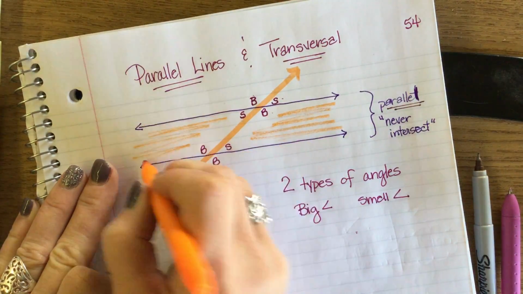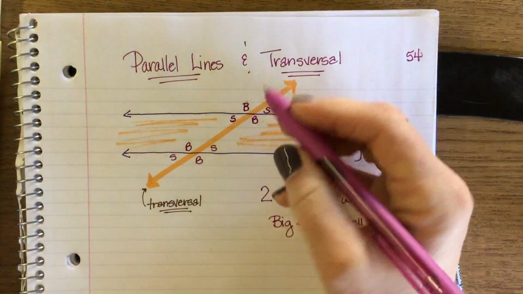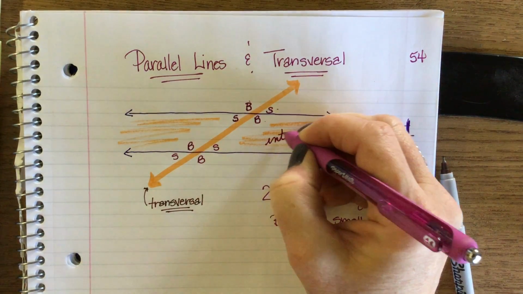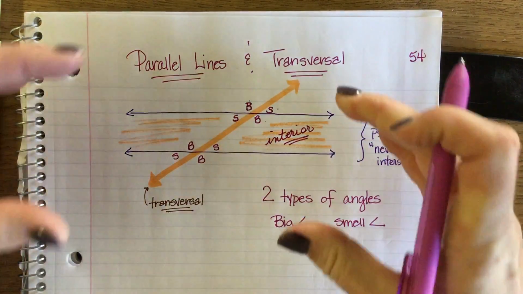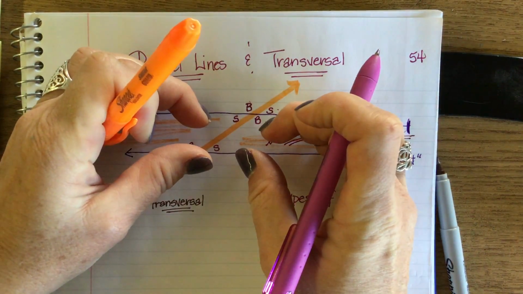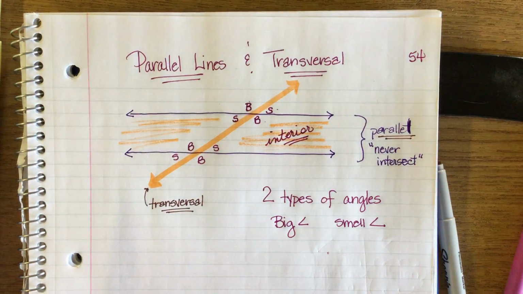Now, the only other thing is, just lightly shade this. This is called interior. We'll do a little bit more with that tomorrow. It's the inside of the parallel lines. And obviously the opposite would be the exterior.